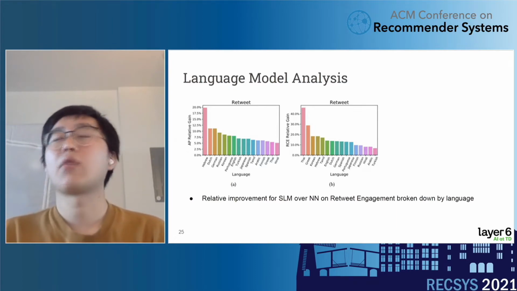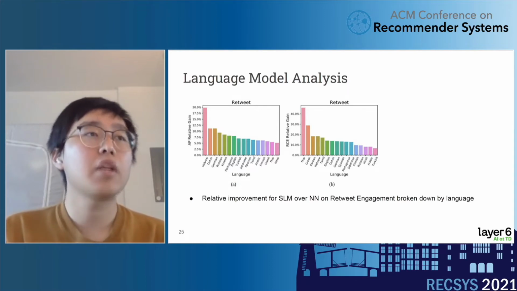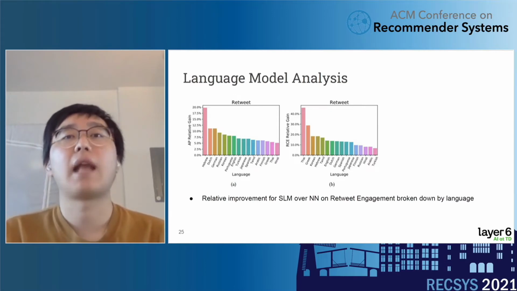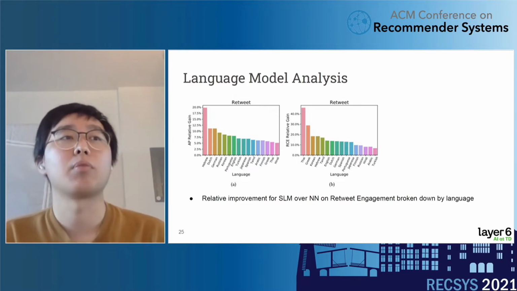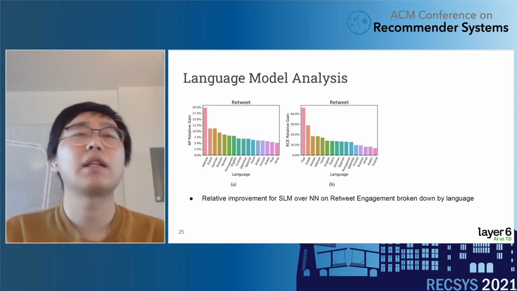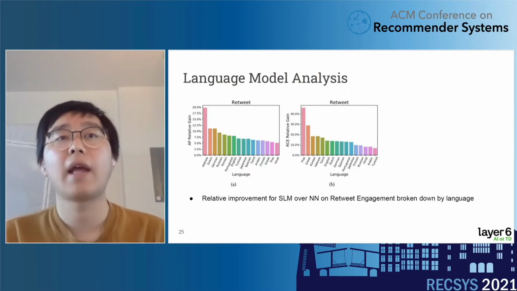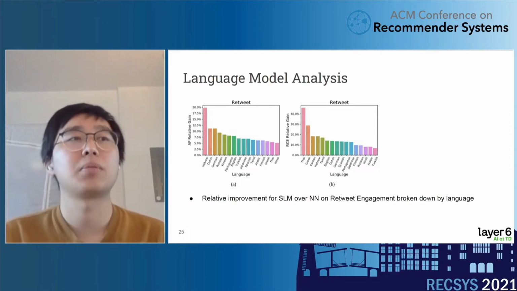First, we will showcase our language model analysis. We can see in the graph the languages that get the largest performance boost on retweet engagement from adding the language model, relative to the base NN classifier that's without the language model. We find in the graph that the rarer languages, such as Hebrew, Dutch, Thai, and Greek, get the biggest boost, with up to 18% and 45% relative improvement in AP and RCE respectively.